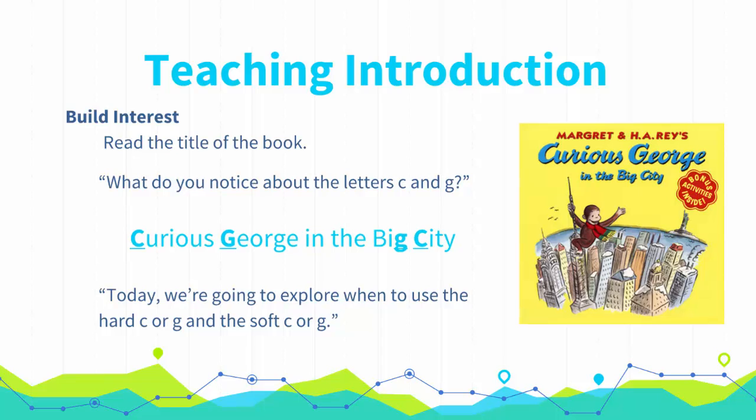Continue your introduction by building their interest. Show students the book cover Curious George in the Big City and read the title. Ask students what they notice about the letters C and G. After students have shared, point out the 2 sounds the C and G made. I heard a k when I said the word curious and an s when I said the word city. I heard a g when I said the word big and a j when I said the word George. Explain that today we're going to explore when to use the hard C or G and the soft C or G.